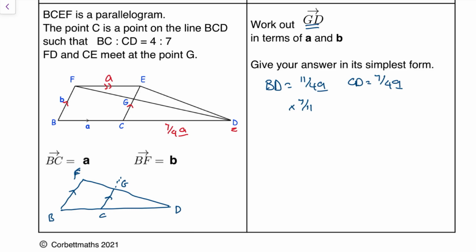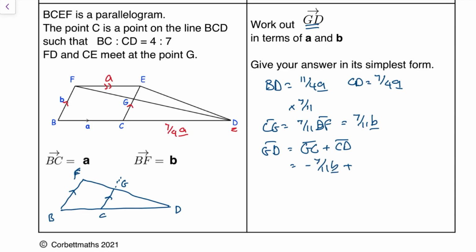It must therefore mean that C to G is equal to 7/11 of B to F. And I know B to F is B, so therefore it's going to be 7/11 of B. Now bearing in mind that's going upwards. I actually want to get from G to D. So G to D is going to be G to C plus C to D. And G to C is the negative of what we just worked out, so minus 7/11 of B, plus C to D that I know from the question already, which is 7/4 of A.